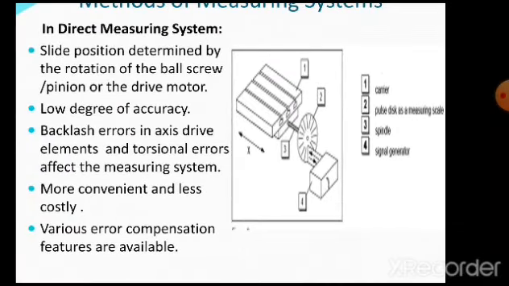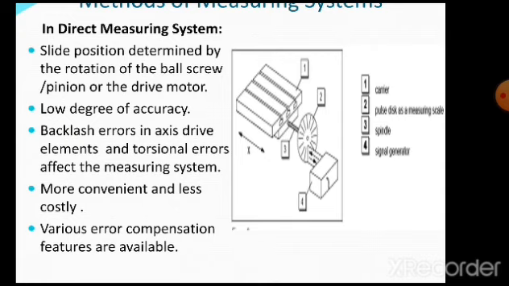So slide position is determined by the rotation of the ball screw or the pinion or the drive motor. We need to understand here the drive motor or the feed drive motor, also known as a servo motor. They are in connection with the spindle, okay, and directly to the ball screw, and the ball screw is in contact with your slide or the table. So as the ball screw rotates, there is a linear movement of the table or the slide. Okay, so this is how the process is going to take place in case of an indirect measuring system.